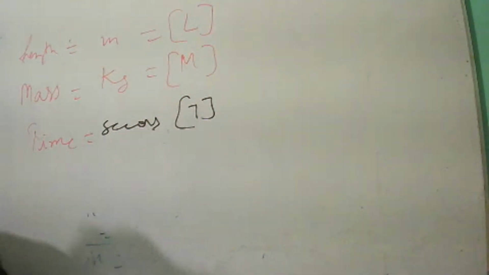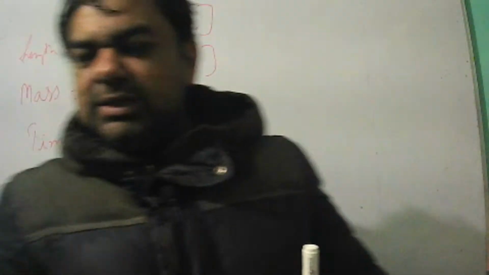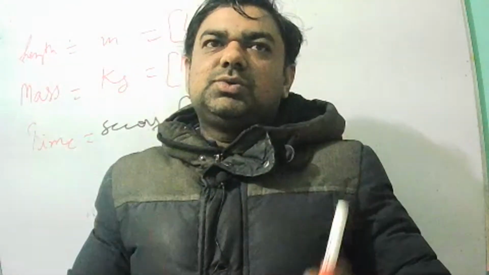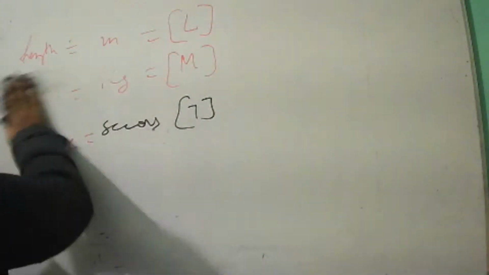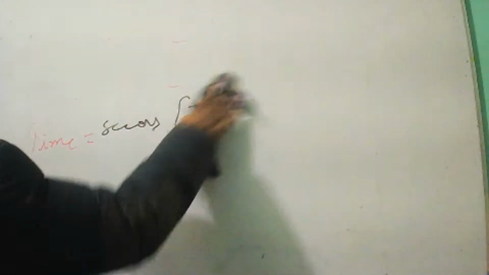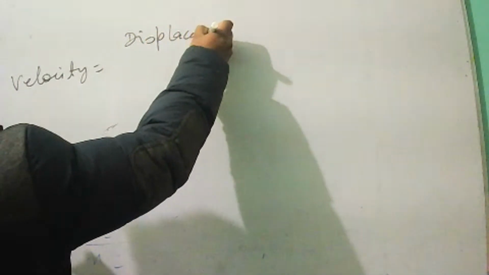So in dimensional analysis, what we do for any particular physical quantity, suppose you have any physical quantity and you want to write as per the dimensional formula, so what you will do, you will be using these symbols. If we take an example like, do you understand the formula to calculate velocity? Velocity is equal to, what is the formula to calculate velocity? Displacement divided by time.